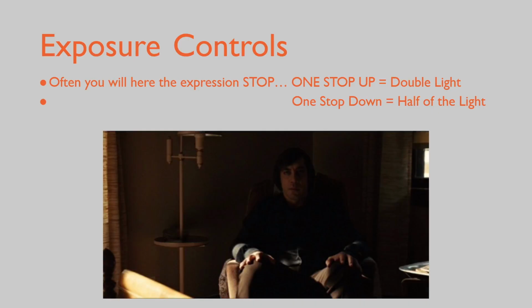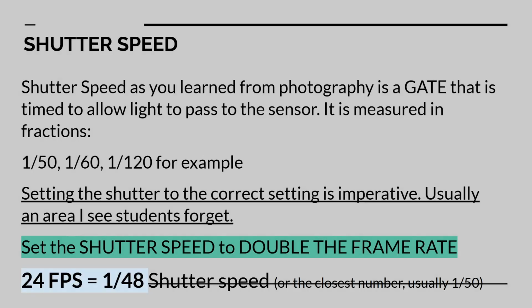Often you'll hear this expressed in terms of stops. If you're on a set, you'll hear stop up or stop down, and that's just when you're adjusting one of the exposure controls. When you're altering it by one stop, it's doubling or halving the light. It kind of comes to be a bit of a dance to get the correct setting, but it's actually not as hard as you would think. So let's talk shutter speed.